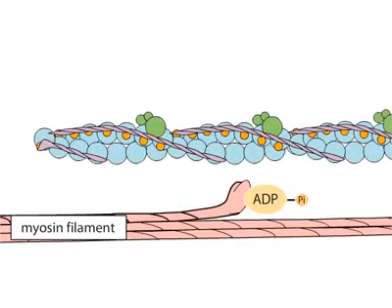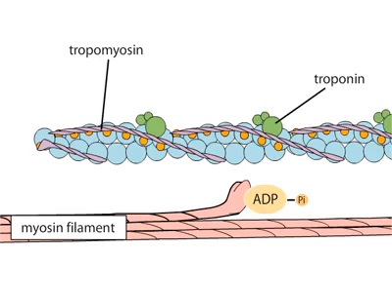Actin filaments are decorated with two types of proteins. One protein, troponin, lies at regular intervals along the actin filaments. Another protein, called tropomyosin, runs the length of each actin strand. The myosin heads at this point are bound to molecules of ADP and inorganic phosphate.